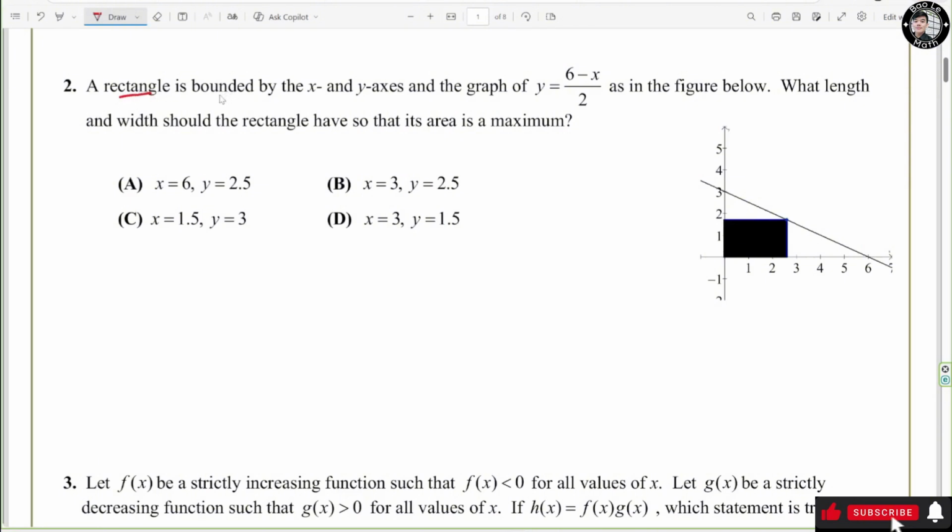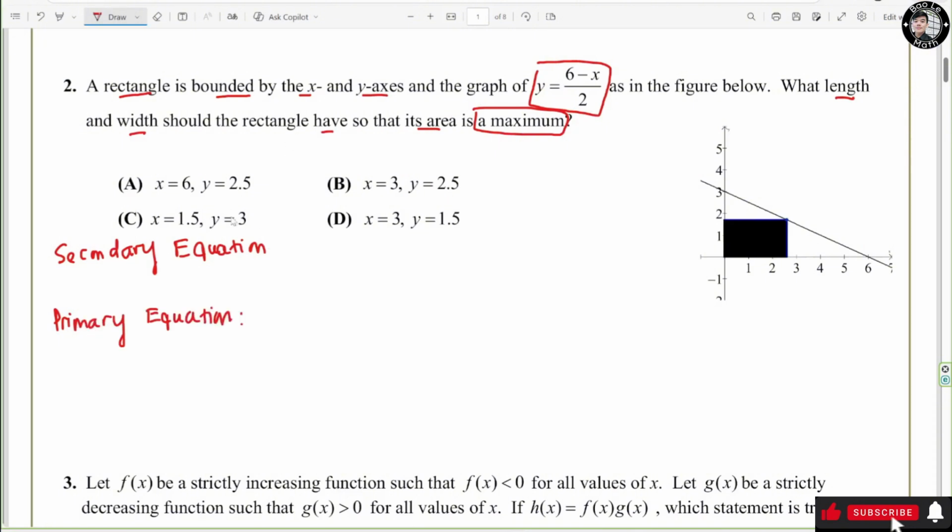A rectangle is bounded by the x and y axis and the graph of y equals 6 minus x over 2 as in the figure below. What length and width should the rectangle have so that its area is a maximum? Alright, now this is actually an optimization problem. In order to solve this problem, you need two equations. The first one is called the secondary equation. The second one is called the primary equation.